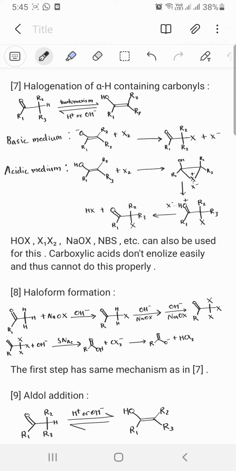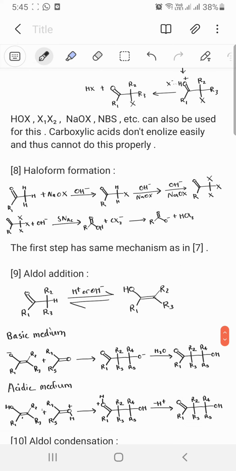If you try to put H plus over there, it will just form an acyl cation, or if you try to put OH minus over there, it will just deprotonate the acid. That's it. It won't go any further than that. Okay, cool.